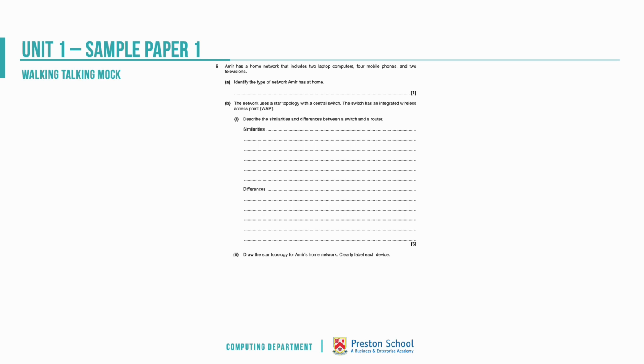Ami has a home network that includes 2 laptops, 4 mobile phones and 2 televisions. Identify the type of network. Pretty much whenever they ask that, they're asking, is it a LAN or a WAN? A local area or a wide area network? The answer there is it's a local area network. It's just one home network over a small geographical location.